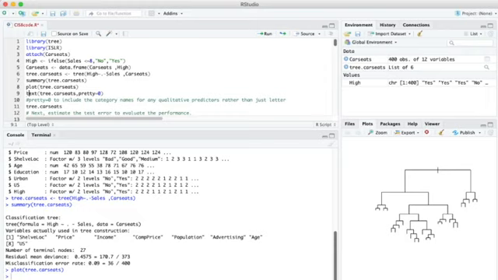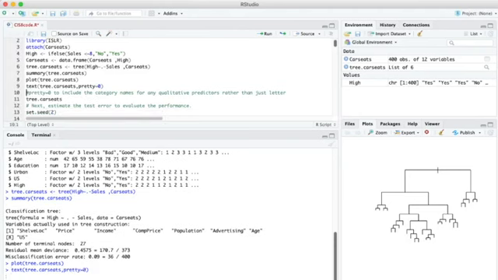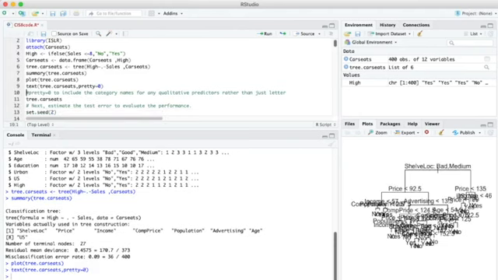And next we run the text of the tree.charseeds, and here we have another syntax, which is pretty equal to 0. Pretty equal to 0 includes the category name for any qualitative predictors, any categorical predictors, rather than just the letters. Of course, if you look at this one, you can't really see it, so you have to zoom in so you can see more clearly.